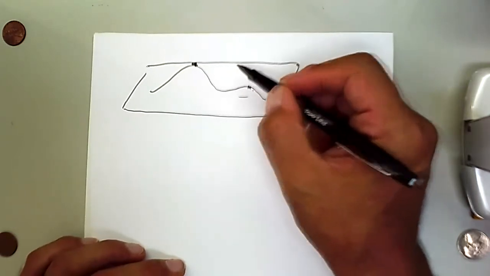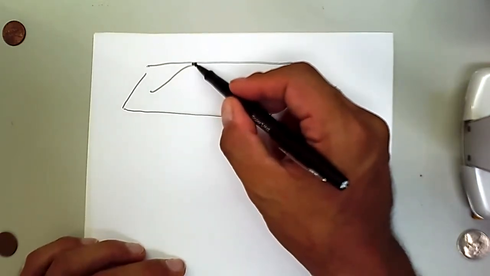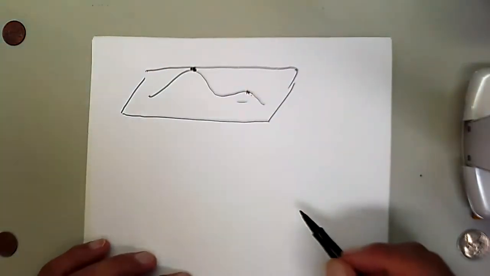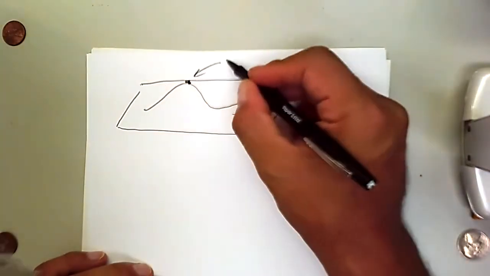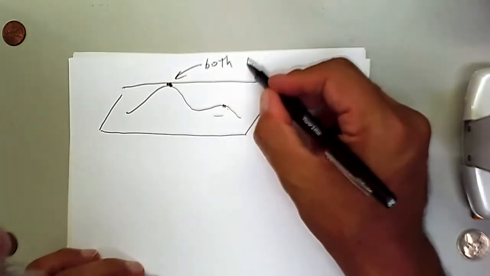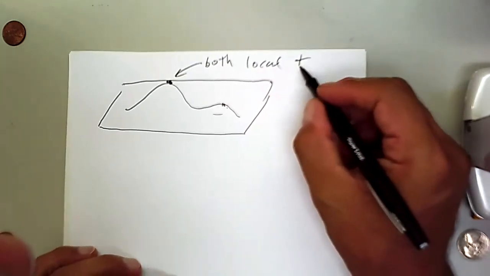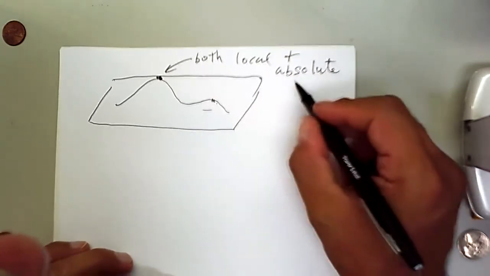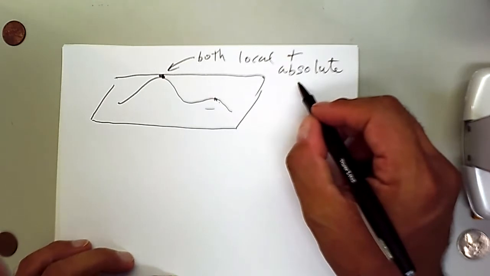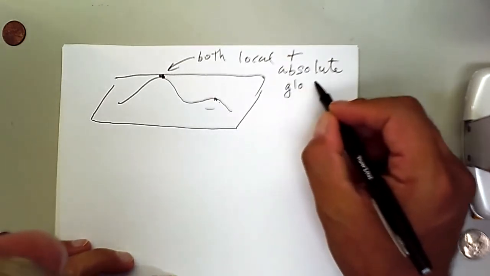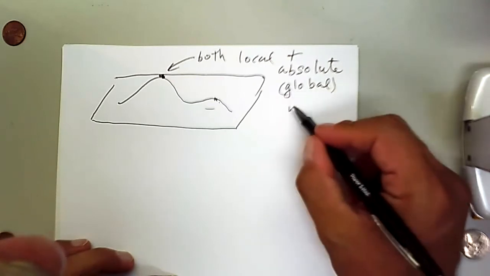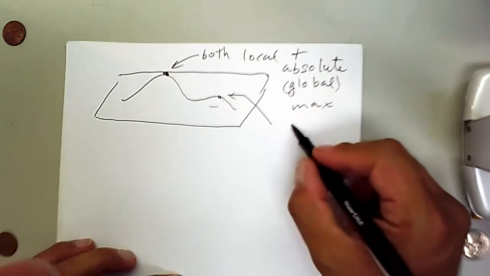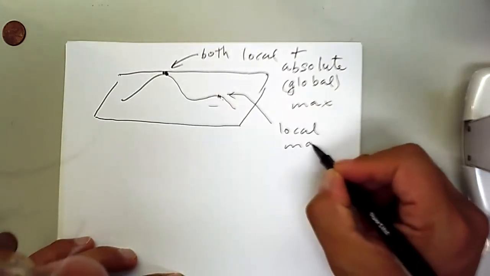And this one here would be the absolute maximum, assuming that this was the entire graph, on top of being a local maximum. So this point up here would be both local and absolute, or if not absolute, you can use global maximum. This guy, however, is only a local maximum.